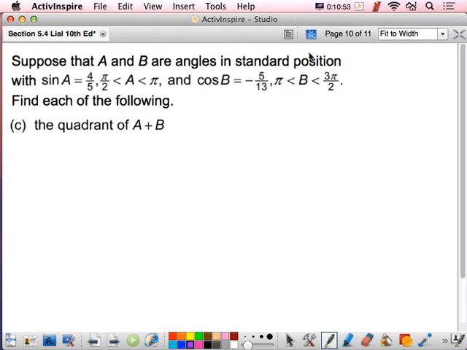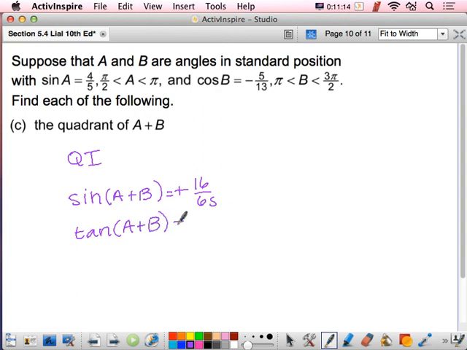What'd you guys decide? It has to be in quadrant 1. The only way you knew that was because the sine of it was positive 16 over 65, and the tangent was also positive 16 over 63. And the only way for sine and tangent of an angle to be positive is if they're in quadrant 1. So we'll stop there, and then I think we actually only have one more example.